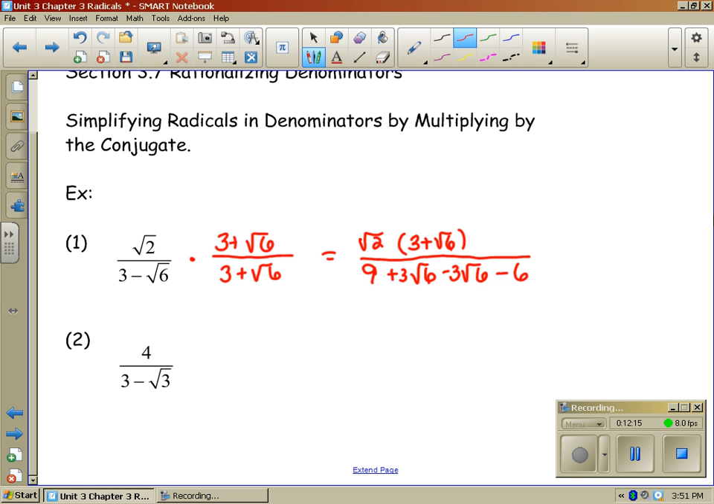So what happens? The positive 3 square root of 6 and the negative 3 square root of 6 cancel each other out. And this will always happen when we multiply conjugates together, and hence why we chose it. Because the goal is to get the radical out of the denominator. So if we multiply by the conjugate of the denominator, the two middle terms will always cancel out, and therefore we won't have any radicals in our denominator. Nine minus 6 is 3.